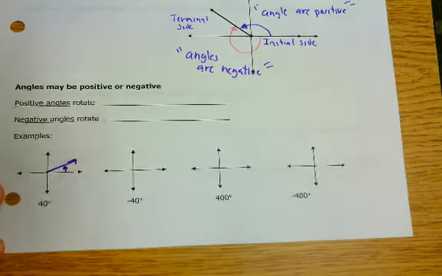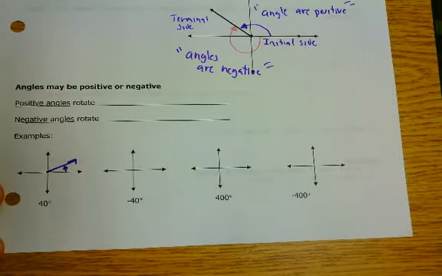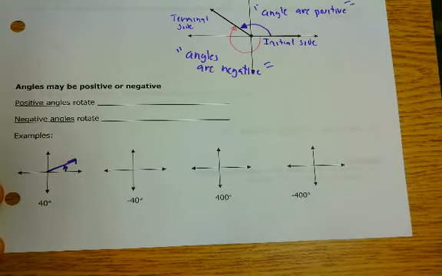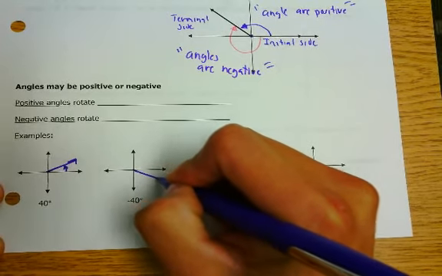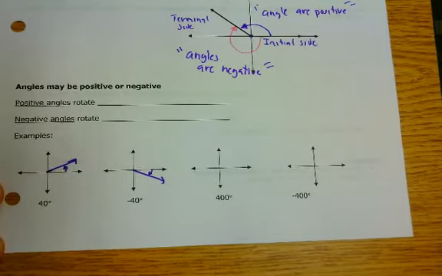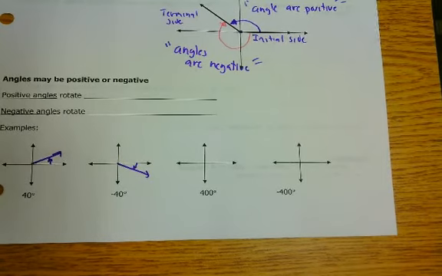Cool? Negative 40, since I'm going on the negative, that means I'm rotating clockwise. So I'm going to be in quadrant 4. And it's going to look something like that. And I'm going in that direction. Cool? Now, 400 degrees is where you may have gotten stuck.